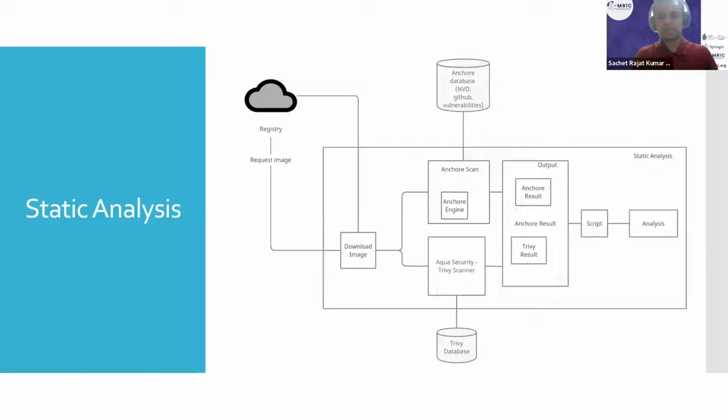Here is an overview of the first phase, the static analysis phase. We have a remote registry from which we pull the images, and then we download them onto our local system. And now comes the actual static scan part. We have Anchore and Trivy both set up on our system.